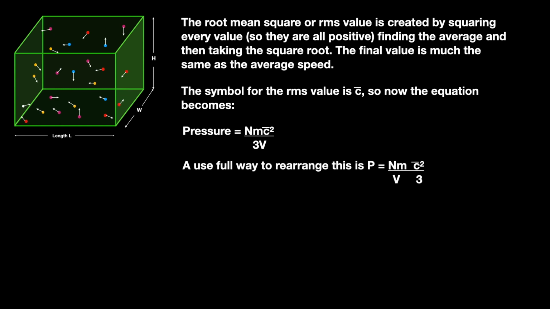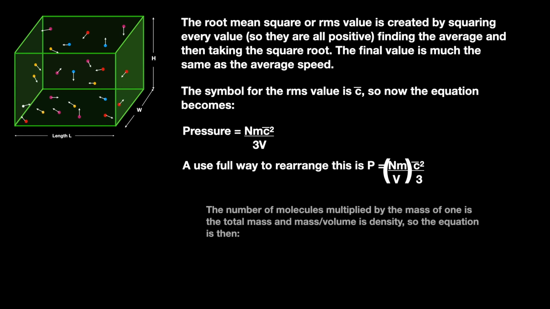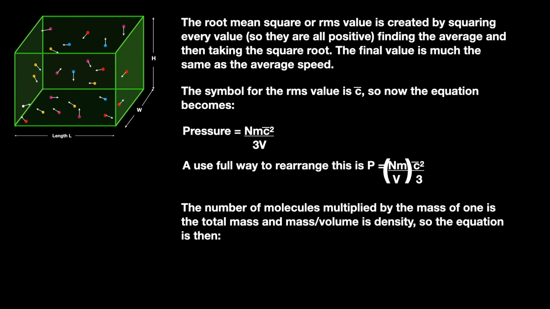Now a useful way of rearranging this is to separate out N m over V. N is the number of molecules and m is the mass of each one. So N m is the total mass. V is the volume. It follows that mass over volume is density. And finally, our equation becomes pressure equals density times C bar squared over 3.